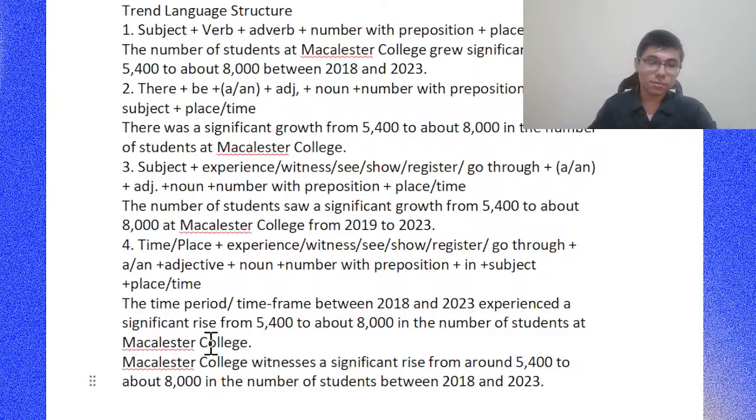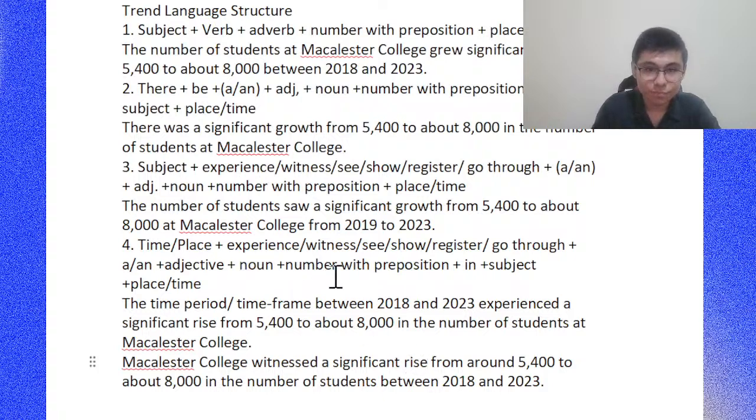So as you can see, we had the place first, which was Macalester College, and then we used one of these verbs, which is witness, a significant rise. Significant is an adjective, and then we have a noun, which is rise, and then we have a from around, in the number of students.